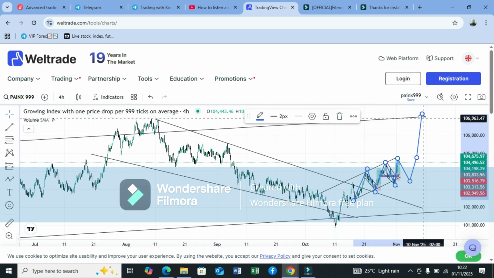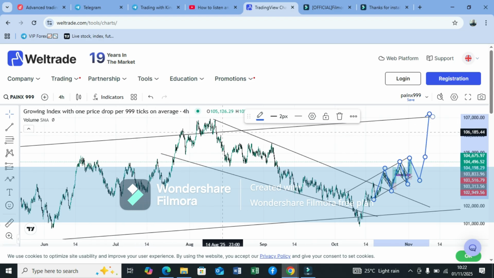Sometimes it can break out and accelerate, but this is the pattern of price. Like you can see here, the same thing. Once it rejects at this top here, it impulses, pulls back, impulses, pulls back.